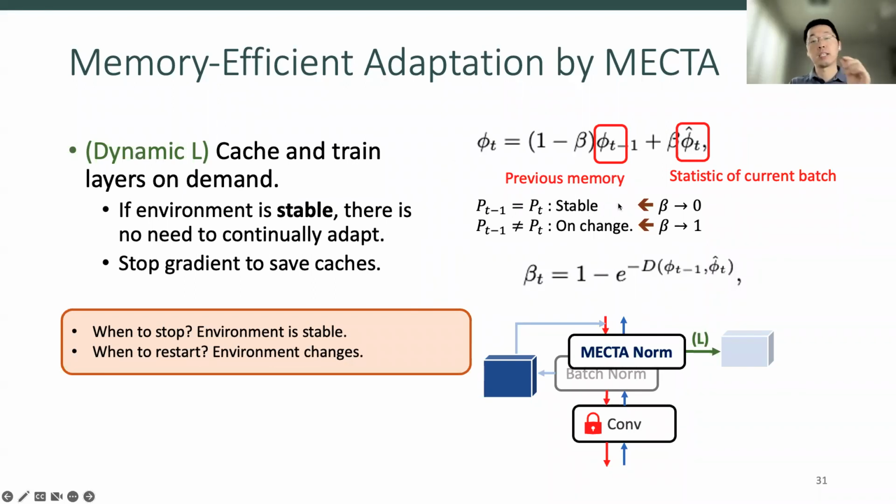Then we probably need to stop the gradients in this layer. Otherwise, if beta is close to 1, then we probably need to catch up with the updates in the data distribution, and we need to do some back-propagation in this layer. So this is a very straightforward solution: we stop the gradient if beta is smaller than some threshold, and we restart the gradient in this layer if beta is larger than the threshold. This is a very simple idea for dynamically determining whether we need to compute gradients or store cache for a specific normalization layer.